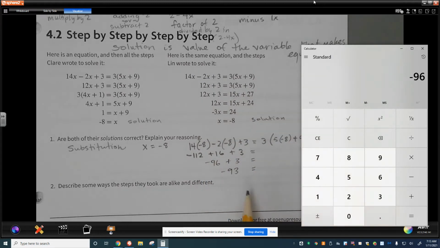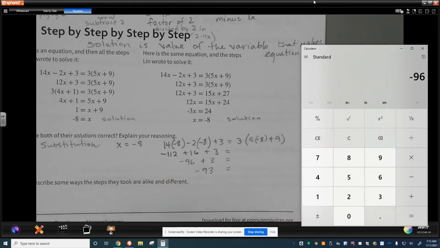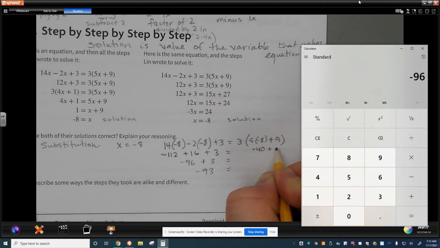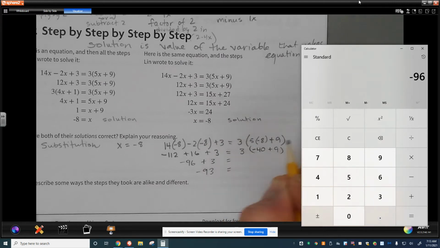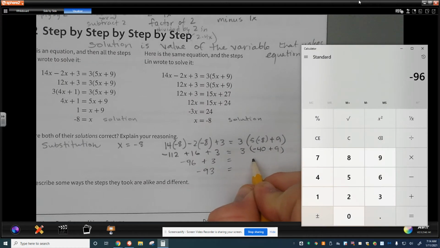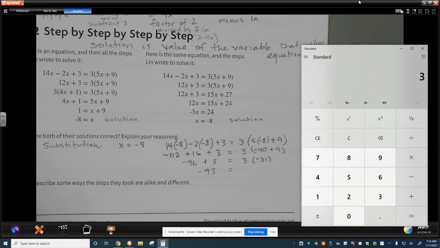Now, this is just simplifying the expression. I have not found out totally yet if x equals negative 8. So let's go to the right side. I see 5 times a negative 8 is equal to a minus 40 plus 9. And then I'm going to multiply that by 3. And so I have negative 40 plus 9 would give me a negative 31 times 3. So let's go 3 times negative 31. I get negative 93.